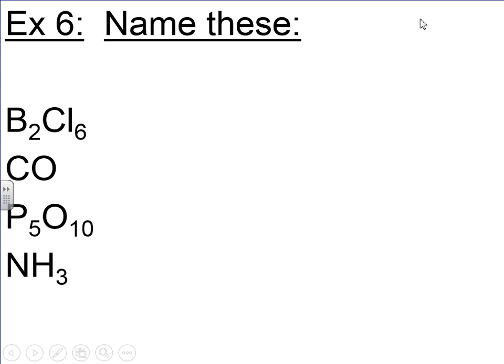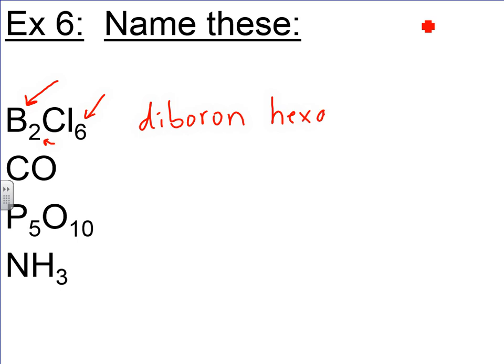Alright, let's try some examples. Here we have naming 4 compounds. All you have to do is find what B is, and B is boron, and there are 2 of them, so the prefix goes in front. So you say diboron. Notice the first element doesn't really change in its ending, but the second element, having 6, hexa, we do change the second ending to "ide," as we did before. So hexachloride. So diboron hexachloride.